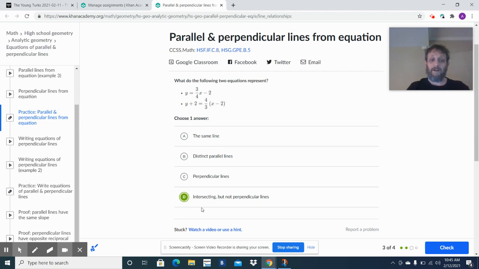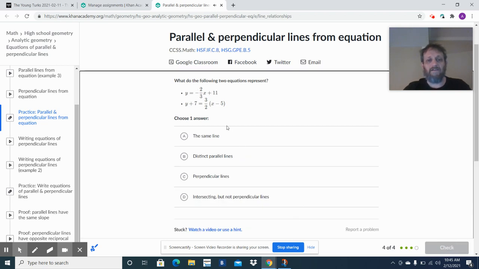Now, how do I know they're intersecting? Because they're not parallel. If they're not parallel, they have to run into one another. So then the question is, are they perpendicular or not? These are not. If that was a negative 4/3 or that was a negative 3/4, they would be, but because they're not opposites, they are not perpendicular.